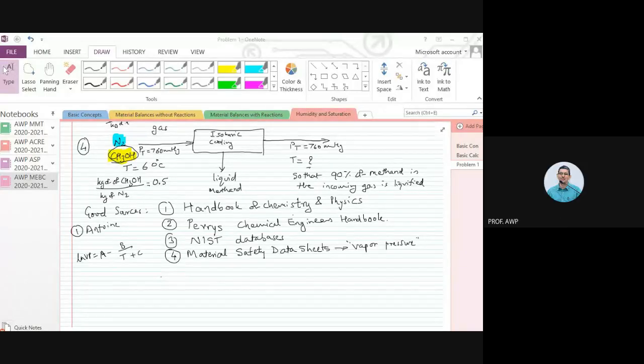Sir, can A, B, C be negative? Yeah, if you're writing the correlation as A plus B, the B will be negative. If you're writing temperature in Kelvin, then C will be negative. How does it matter whether it is negative or positive? You use the proper correlation, no? If I'm writing it as A minus B over T plus C, then B will be positive. If I'm writing temperature in degrees centigrade, C will be positive.